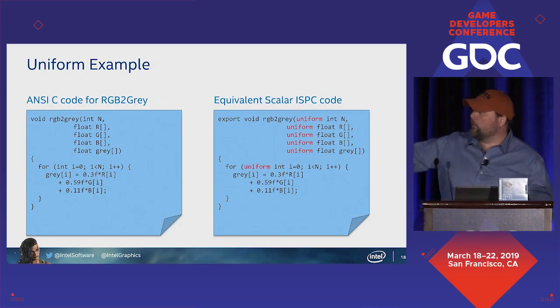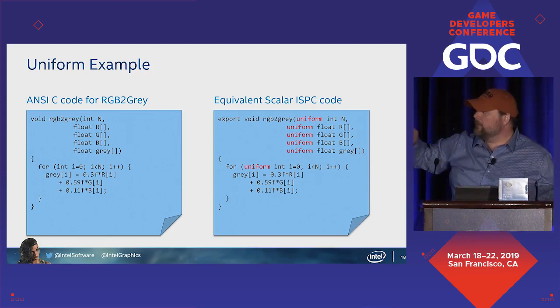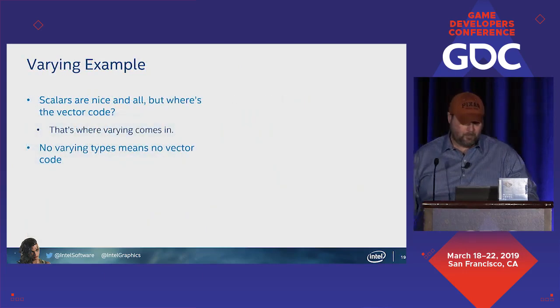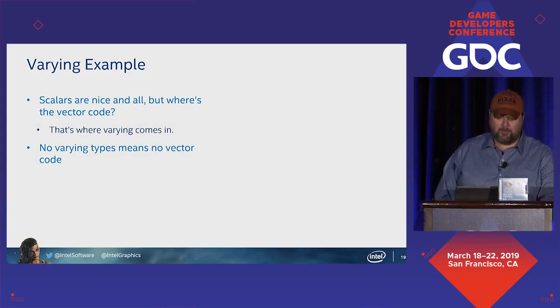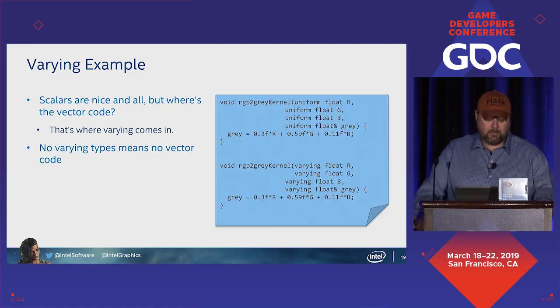I wanted to show some C code on the left and equivalent ISPC code on the right. These are both scalar. I just wanted to show that if you wanted to port something on the left, before you even get into using varying, you can just copy your code, if it's C, add uniforms in the right places, and you'll get a scalar ISPC output. So scalars are nice and all, but where's the vectors? That's where varying comes in. No varying means you don't get any vector code.